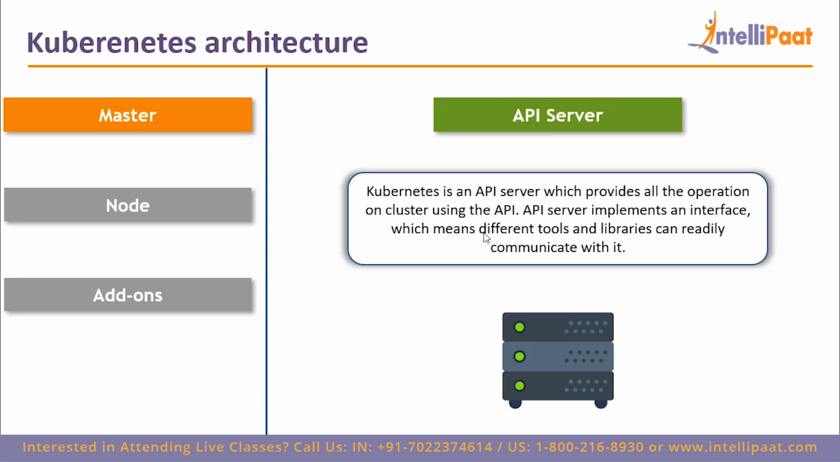As we mentioned, the API server is the only one that can access the etcd, right? So this provides all the operations on the clusters using the APIs. There are different APIs. As we mentioned, it is a client server platform, so all of the work is done through APIs. This makes sure that all the operations on the clusters are done using the APIs. The API server implements an interface, which means different tools and libraries can readily communicate with it. So it is a very key part of the architecture.